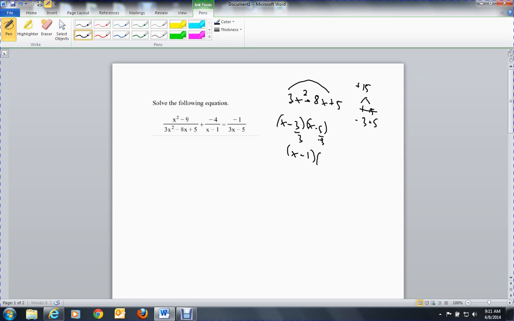And then I'm going to swing the 3 out in front of the x because I can't have a fraction in my factorization. And that ends up as x minus 1, 3x minus 5. If you notice, it almost always equals the other two factors. So what that means is that I can rewrite this as x minus 1, 3x minus 5. And I'm going to just keep the other two fractions as they are.